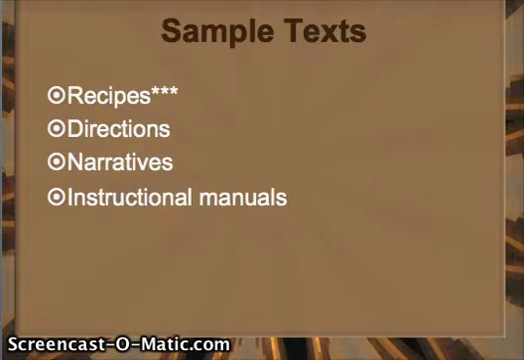In the real world, you're going to see sequencing in recipes, directions, narratives, and instruction manuals. But with recipes, there are 2 types of text structures. You list the ingredients, but the most important text structure is sequence because the directions are most important.